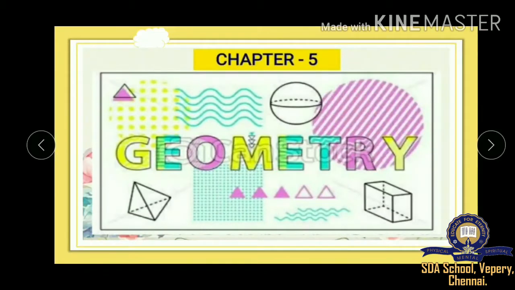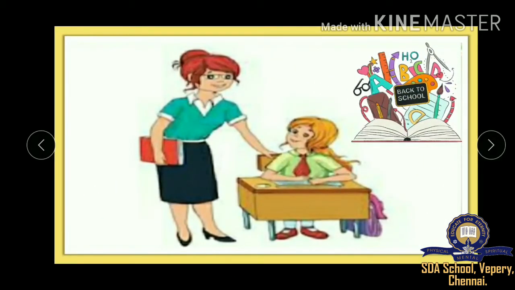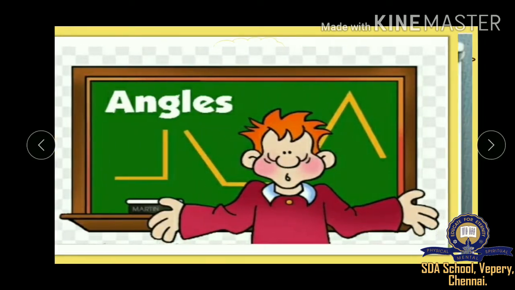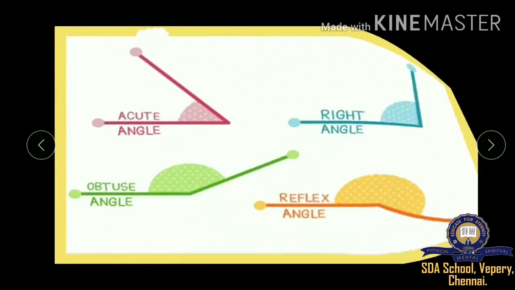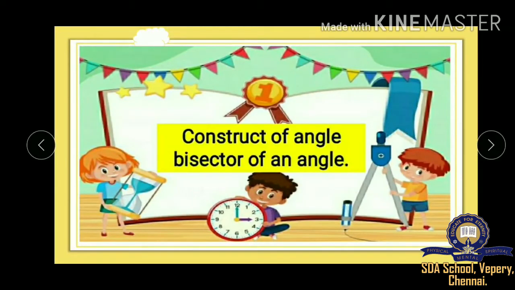In today's class, we are going to see the 5th chapter, that is geometry. In the previous class, we have learnt about angles and different types of angles, that is acute angle, obtuse angle, right angle and reflex angle, right? Yes. In today's class, we are going to construct an angle bisector of an angle.